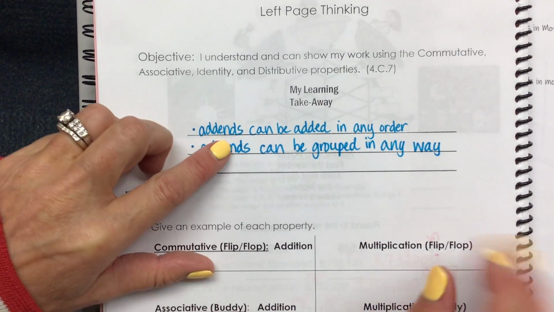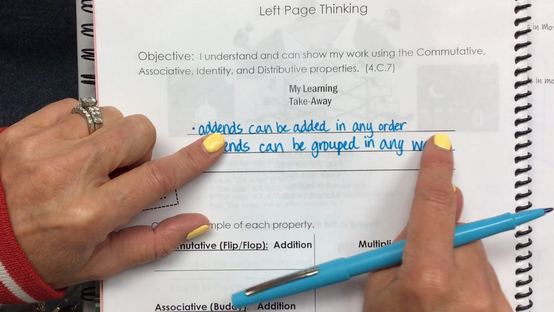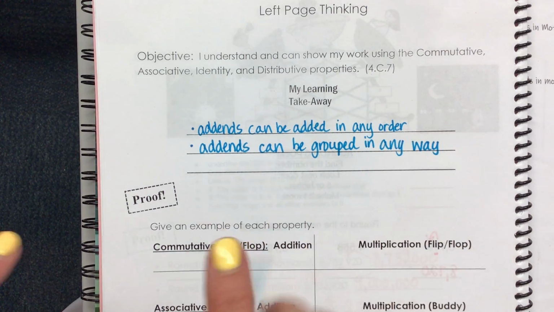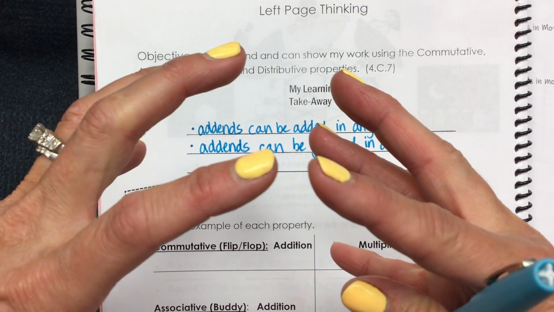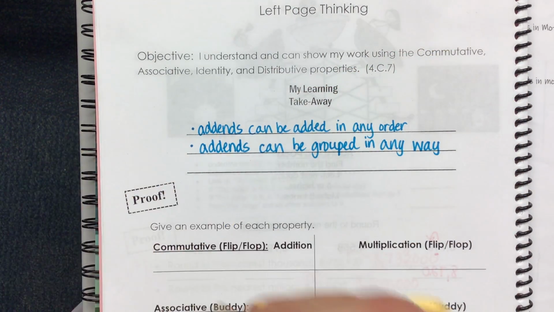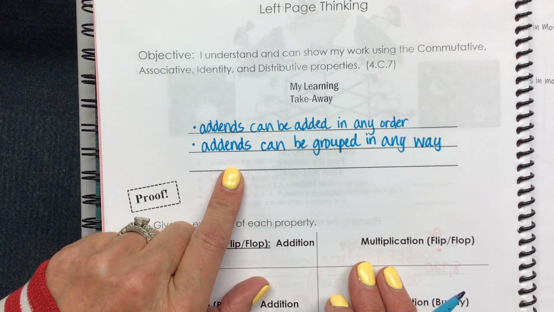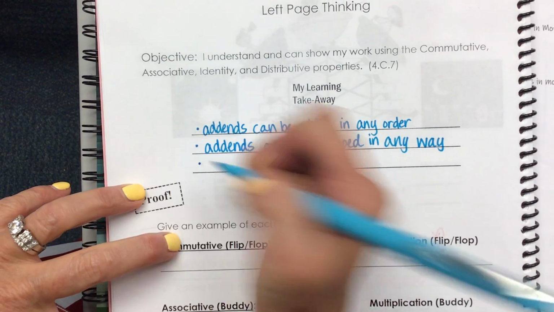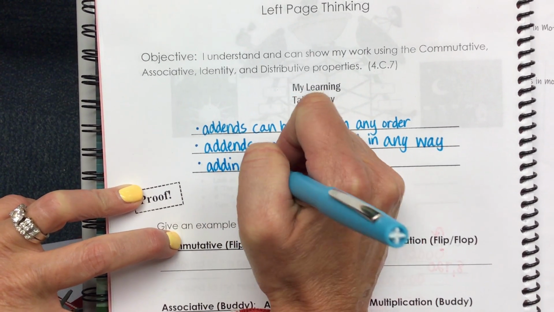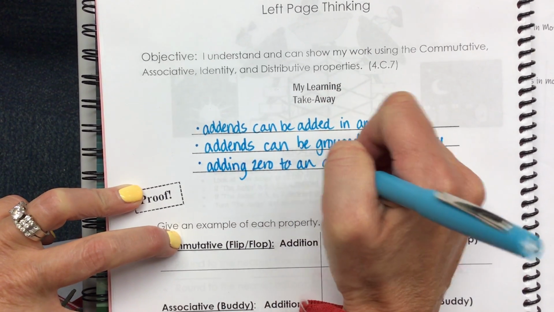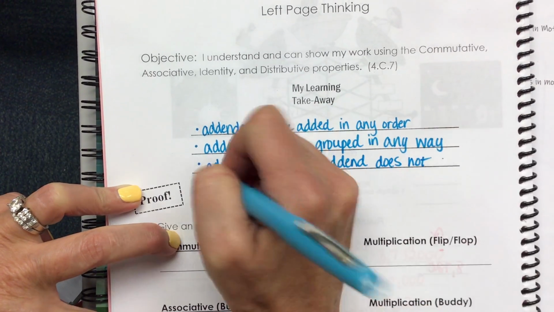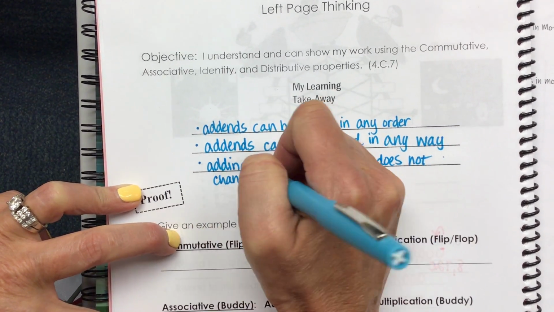Okay, that's different than subtraction. If I say 7 minus 3, it is not the same as 3 minus 7, right? If I group 4 minus 2, that's different than if I group 6 minus 2. So this is not true for subtraction. It's only true for addition. Okay, there's another point. Adding 0 to an addend does not change the addend.